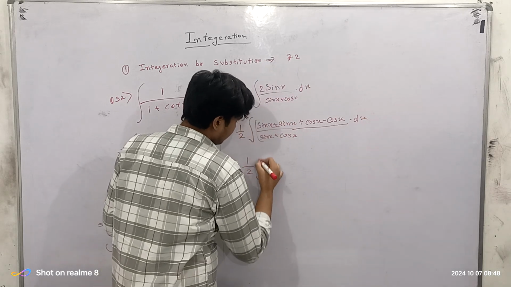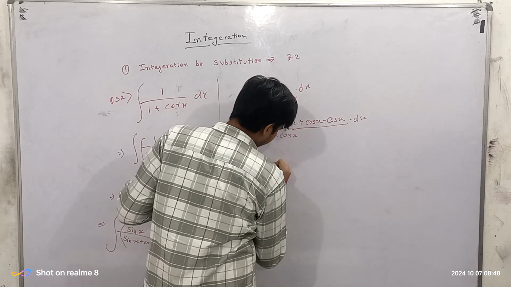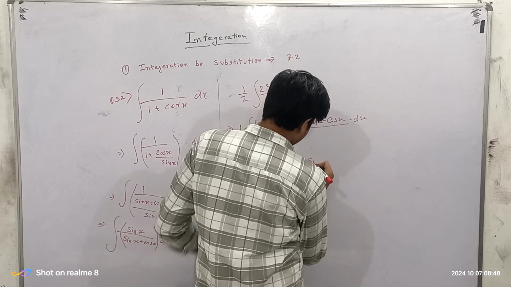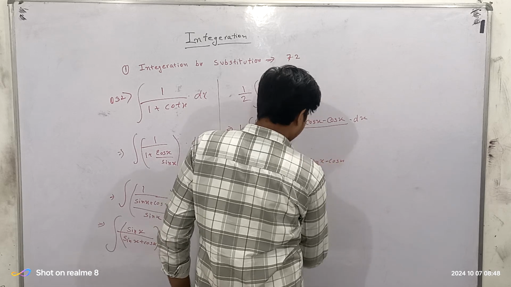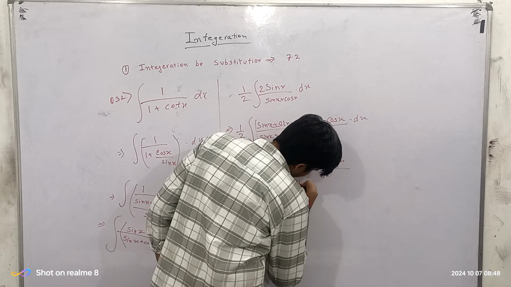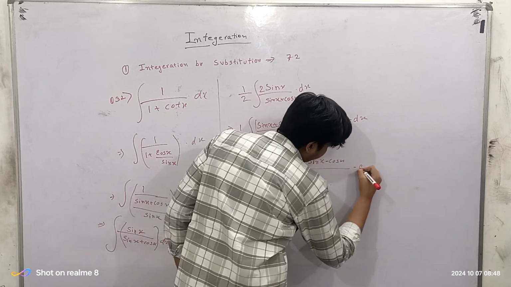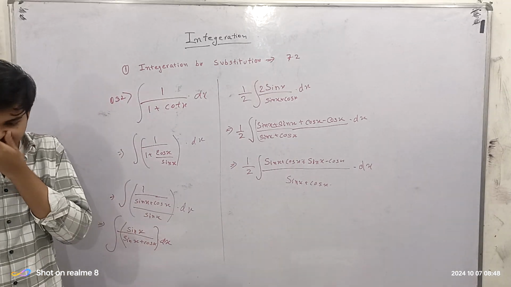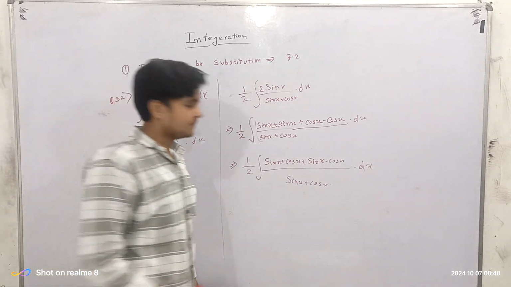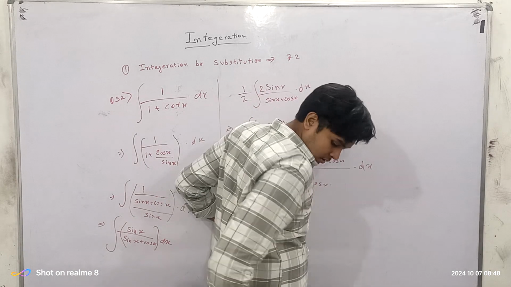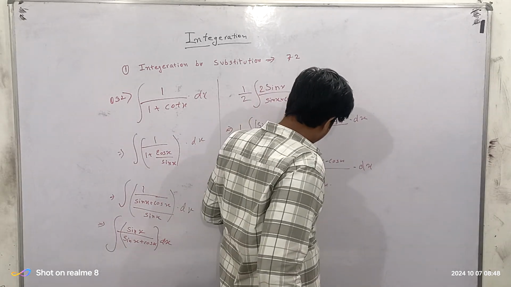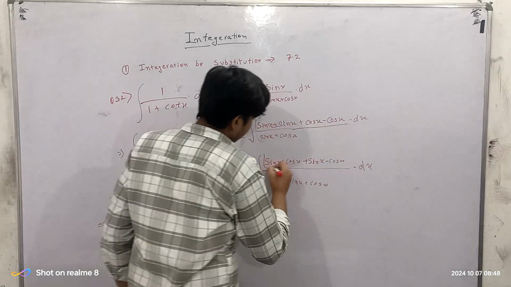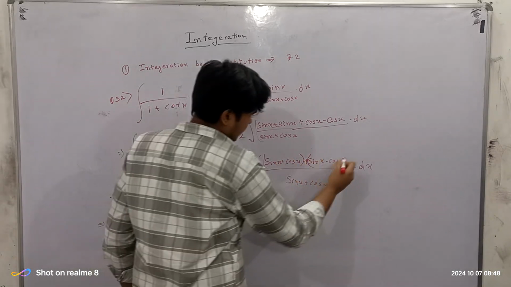Write it like this: 1 by 2 integration. We can write sin x plus cos x plus sin x minus cos x, by sin x plus cos x, into dx. You can write it like this. See, this question is the same.